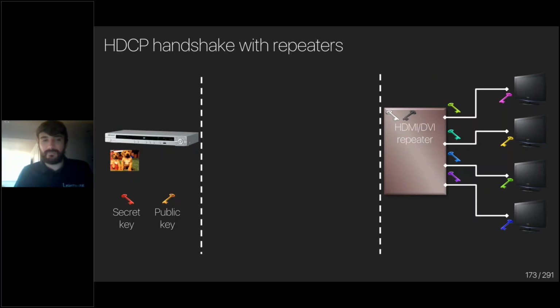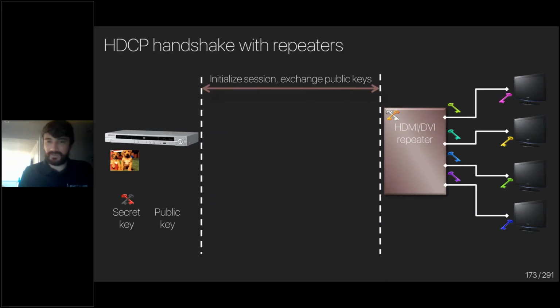So far we just looked at the simple point-to-point handshake. However, as I mentioned with the B devices, we can have repeaters, so let's have a look at how this works with that. The first step is the same. We exchange the public keys, basically do our HDCP authentication.